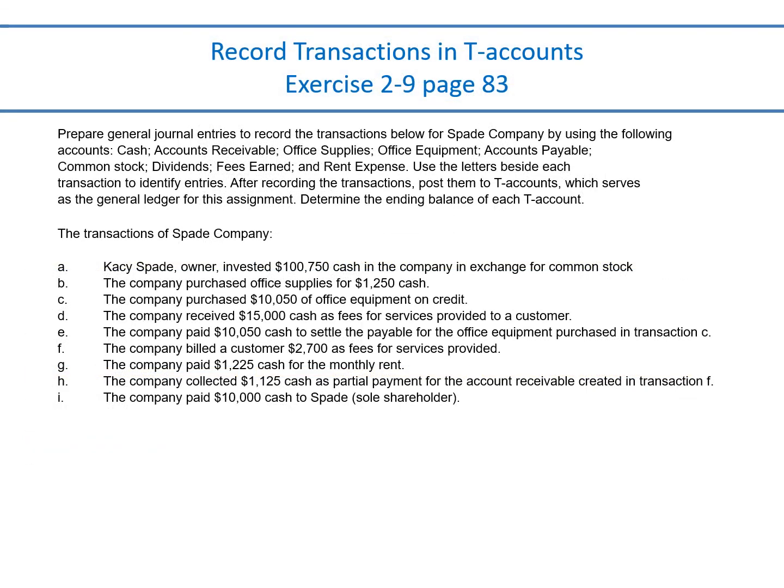Okay, in this example, they're asking us to record the journal entries for the Spade Company using the following accounts: cash, AR, office supplies, office equipment, AP, common stock, dividends, fees earned, and rent expense, and to use the letters beside each transaction to identify the entries. And then after we're done recording the transactions, we'll post them to the T accounts, which is going to serve as the general ledger for this assignment. And then we're asked to determine the ending balance in each T account. So let's look at each of these transactions.